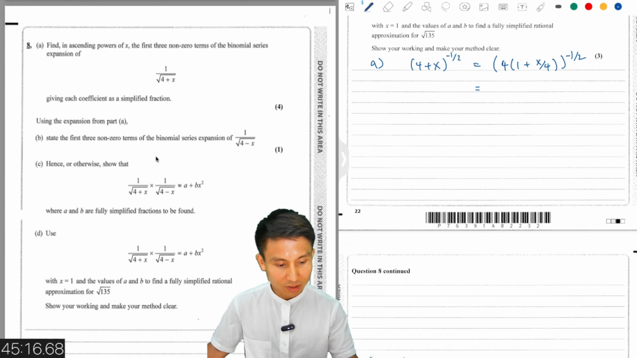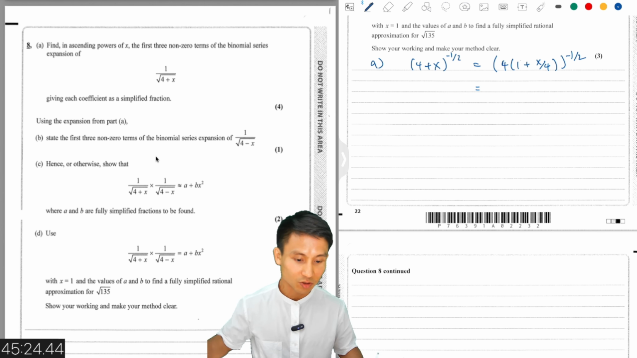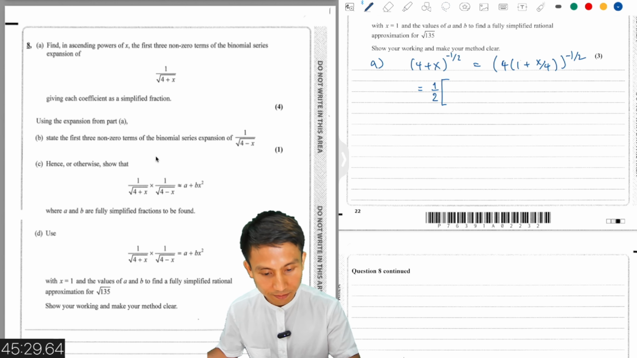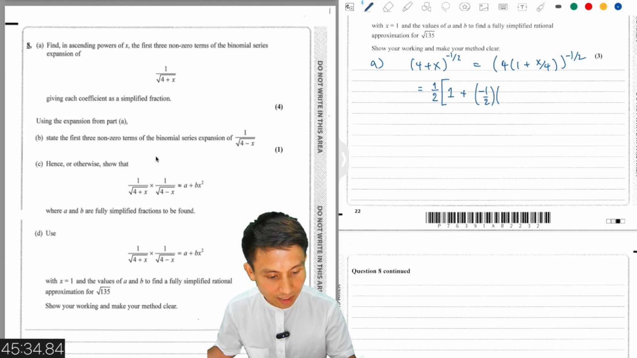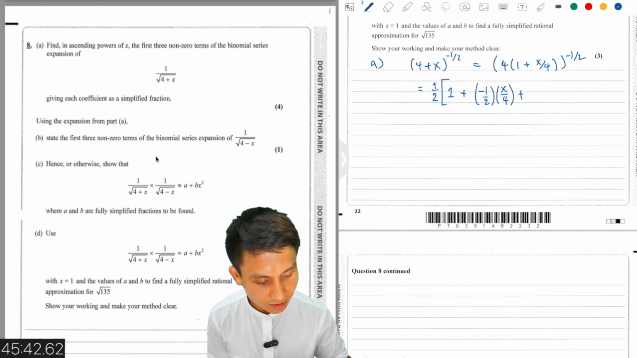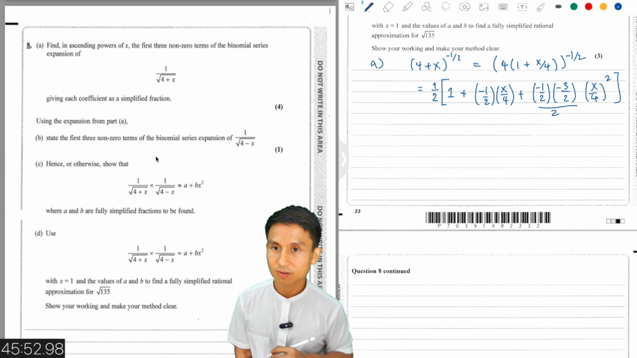And then 4 to the minus 1 over 2 is 1 over 4 to the half. 1 over 4 to the half is just 1 over root 4. That's just 1 over 2. So this is 1 over 2 here. And then now binomial expansion, guys. First term is 1. Next term is n, which is minus 1 over 2, and x, which is x over 4. Okay, we are doing the first 3 non-zero terms. And the next one is minus 1 over 2 times minus 3 over 2, divided by 2 factorial, which is 2, times (x over 4) squared. And that's it. That's the first 3 terms.